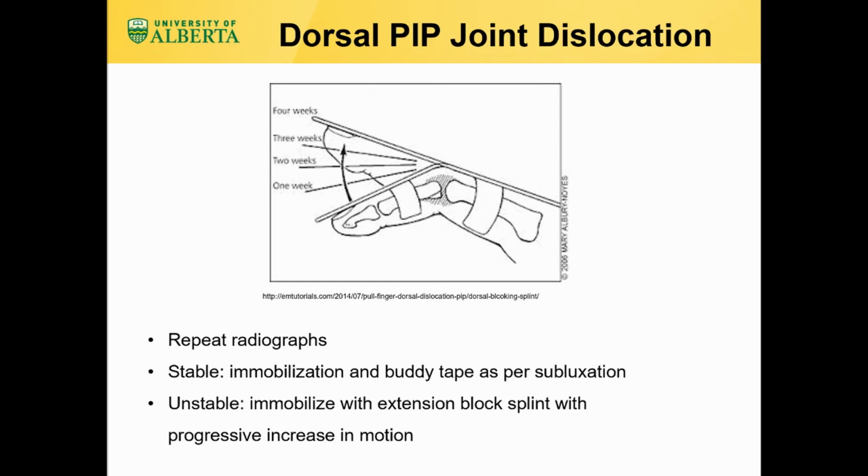Stable joints can be immobilized for a brief period, then buddy taped with early range of motion, similar to the stabilization of a subluxed joint. Unstable joints must be immobilized with an extension block splint, with the PIP blocked at 10 degrees short of instability. Progressive increase in motion is then done in increments of 10 degrees of extension weekly.